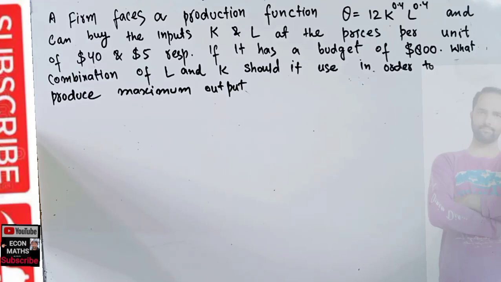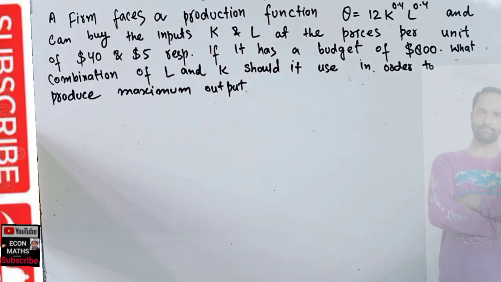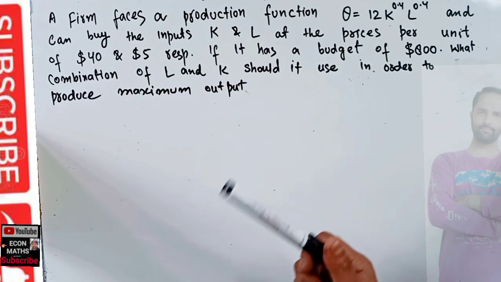Let us solve a question on output maximization. This question was asked by a person on Telegram channel of Economics. The question is, a firm faces a production function of Q is equal to 12 K to the power 0.4 times L to the power 0.4. K and L denote the units of capital and labor.